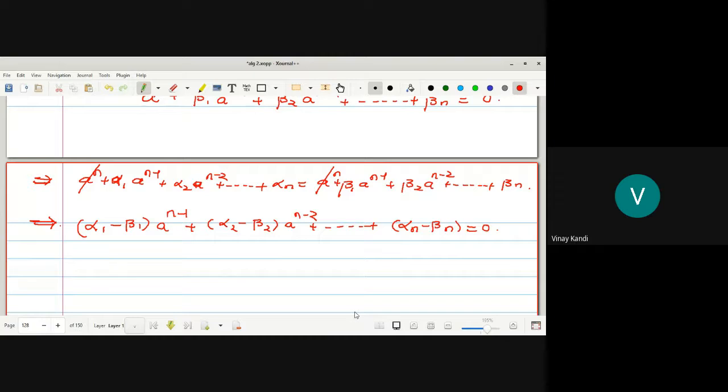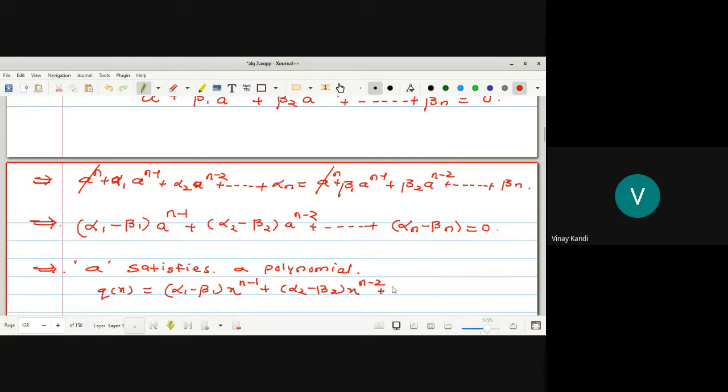Okay, so this implies a satisfies a polynomial q of x. Okay, suppose this one is q of x. Alpha 1 minus beta 1 x raised to n minus 1 plus alpha 2 minus beta 2 x raised to n minus 2 plus up to so on, alpha n minus beta n. Okay, so a satisfies this polynomial q of x which is of degree n minus 1. Okay, which is not true.